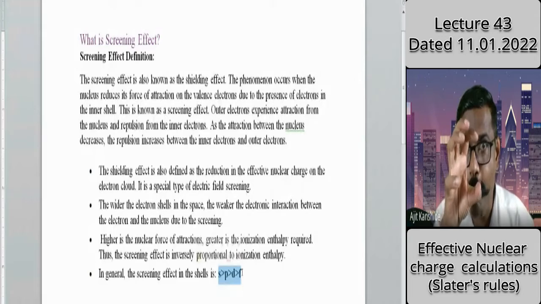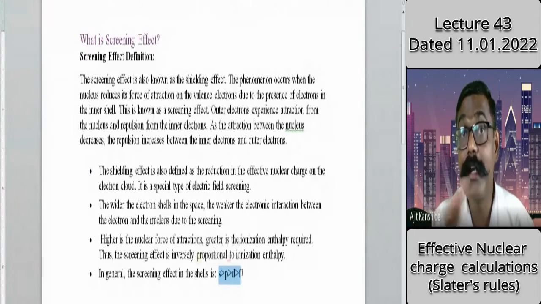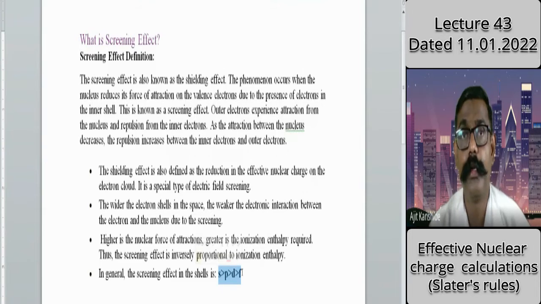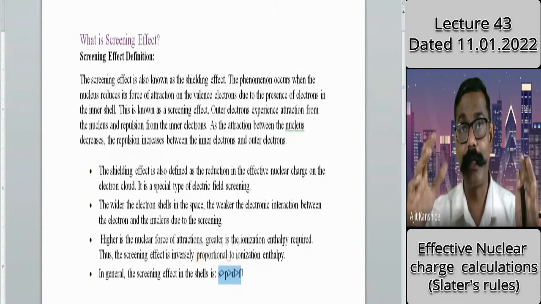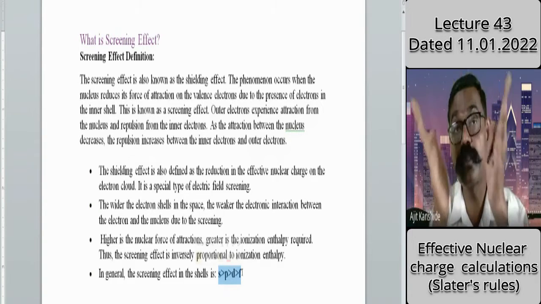Because of the compact shape of the S, the intra-electronic repulsion, intra means within the same atom, within the same orbital, that repulsion will be more. In case of P, some more space is there. In case of D, further more space is available. Means diffusion is there, diffused orbitals.